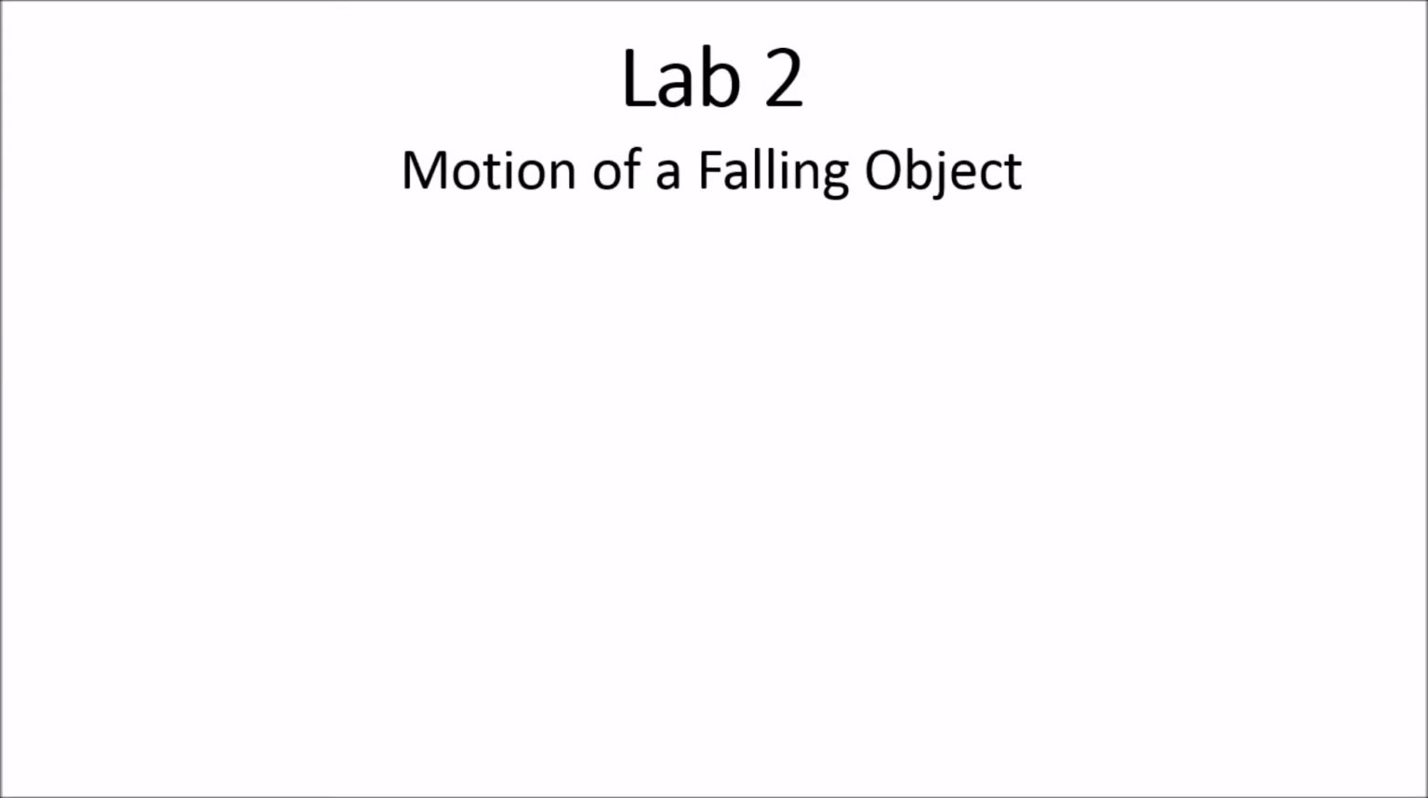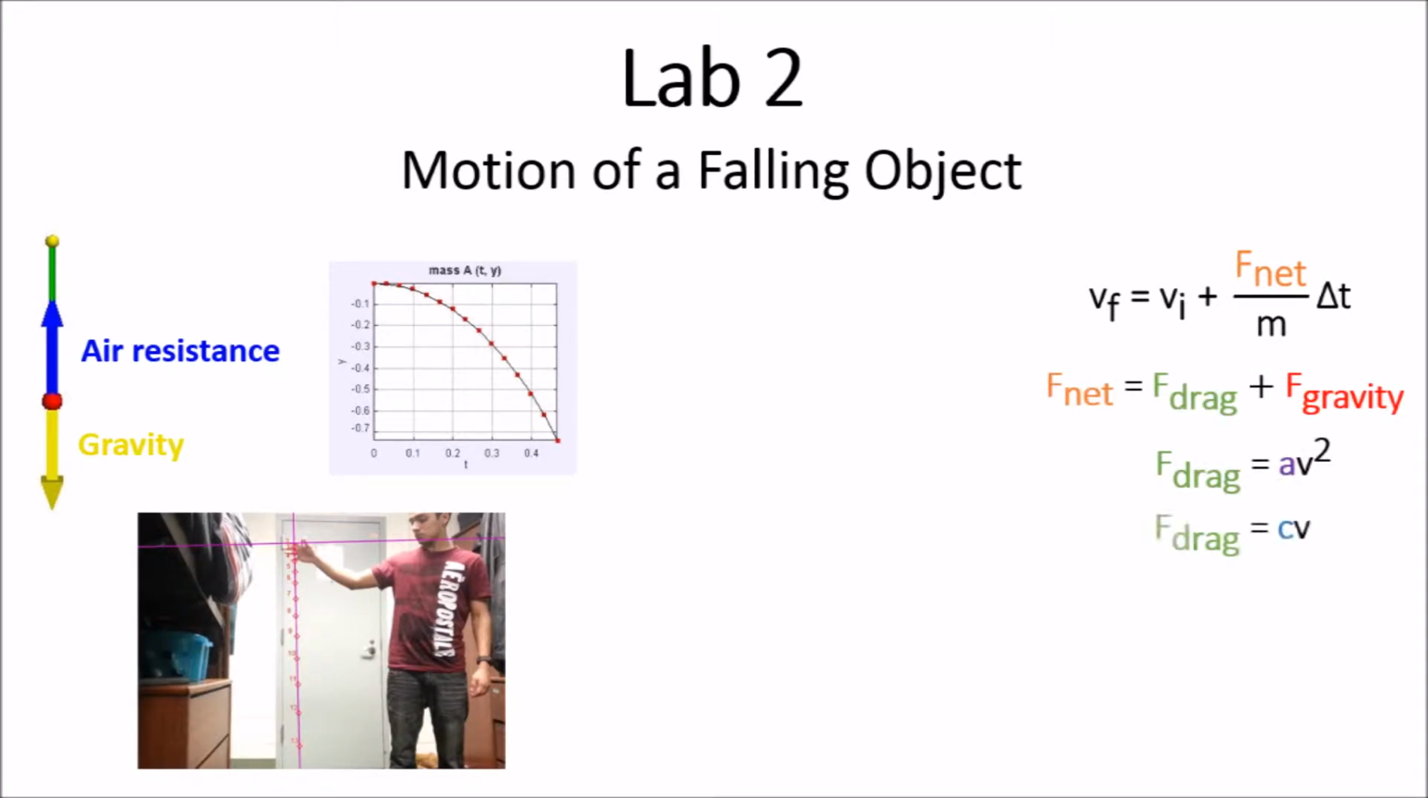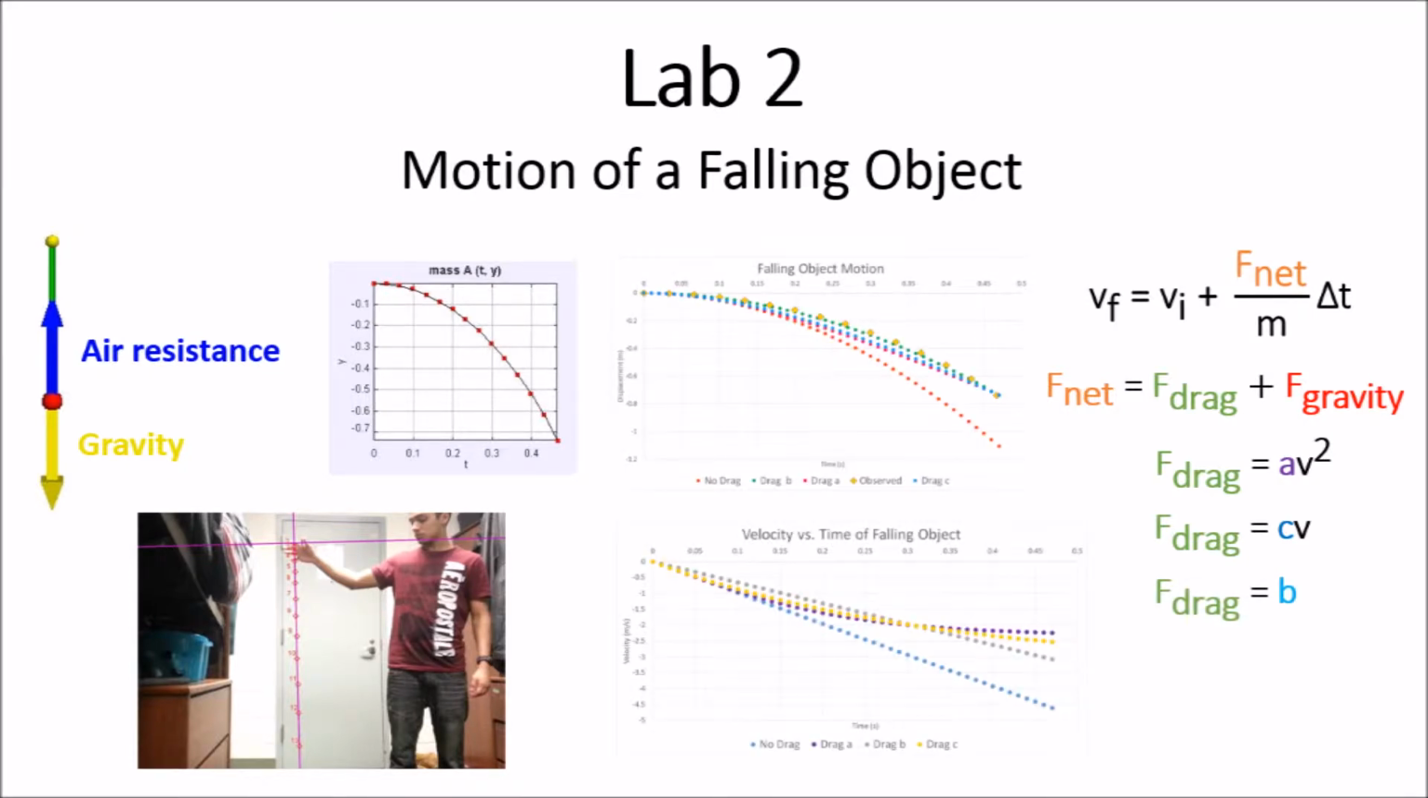The purpose of this lab was to observe the motion of an object experiencing the forces of gravity and air resistance that was dropped from rest, and, using Newton's second law to predict its velocity and position, construct multiple computational models with different methods of calculating the drag force to see which modeled the experimental data most accurately.